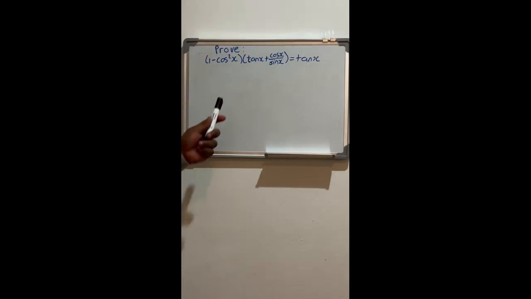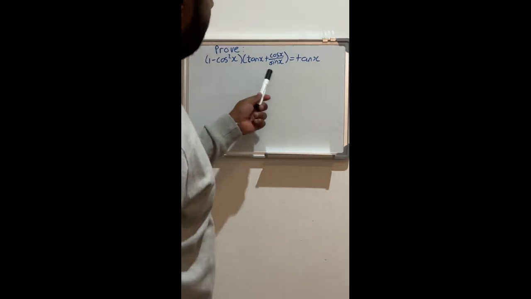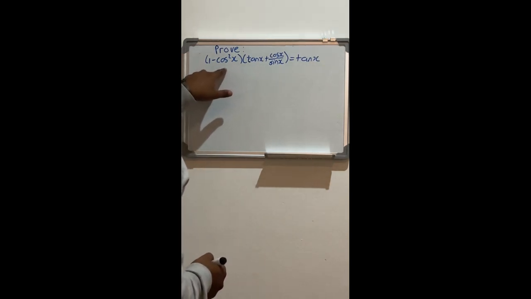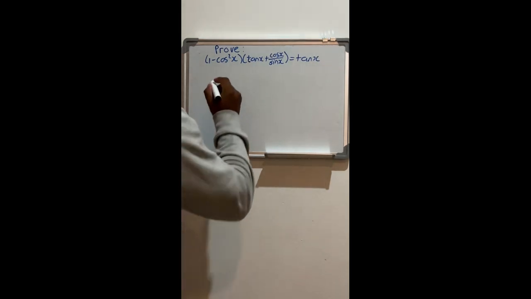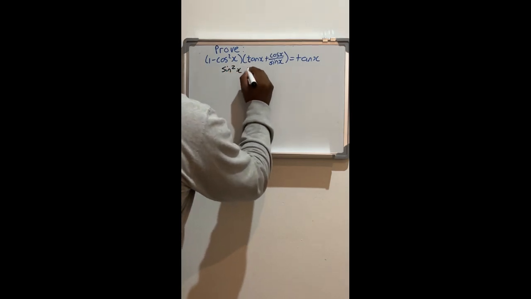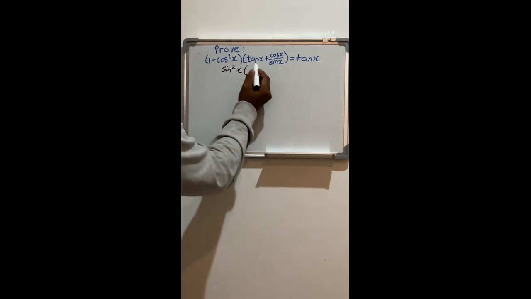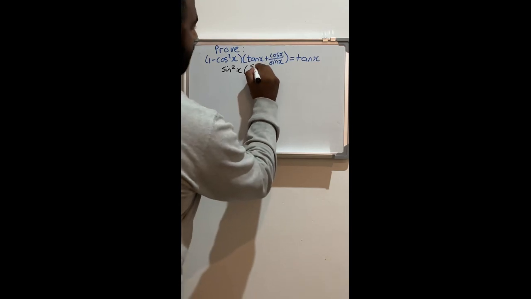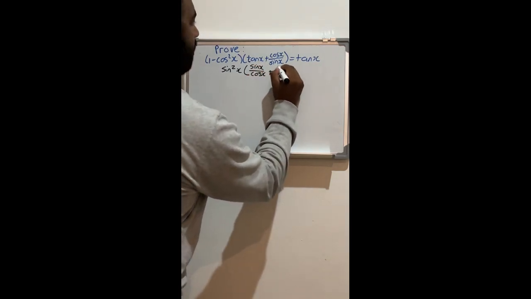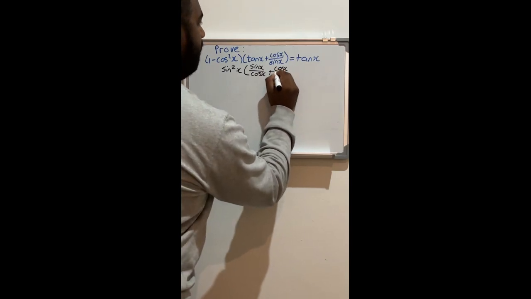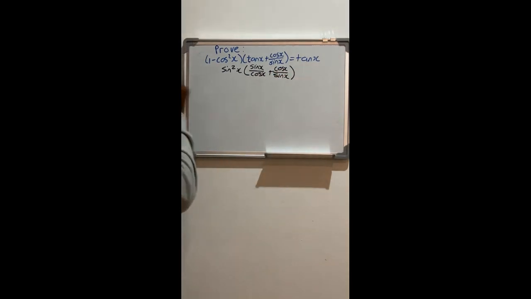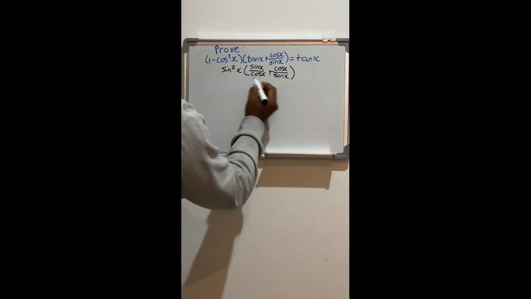So we need to prove this identity. When we say that the left hand side is equal to the right hand side, how will we start? We know that this is an identity, so that can just become sin squared x. Then in the bracket I will say tan is also an identity, which is just sin x over cos x plus cos x over sin x. Here I'm going to put everything over cos x sin x.